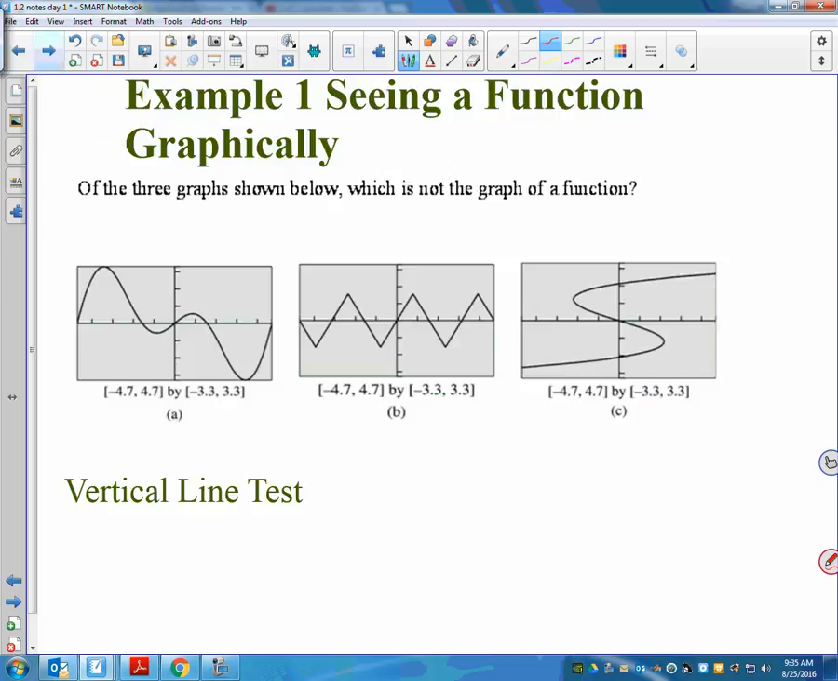So how about this one? This is a lovely little multiple choice question. Don't all yell at once. You're going to be so excited. Of the three graphs shown below, which is not a function? Jesse, because why? Oh yeah, like if we went through right here, right?